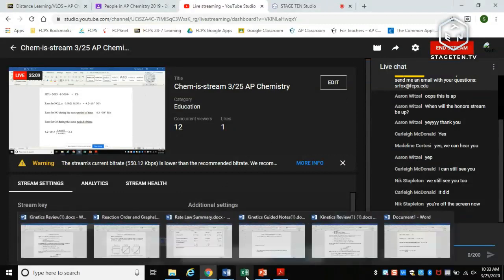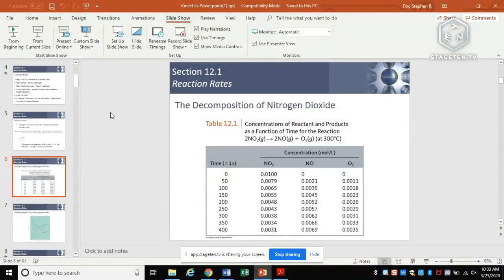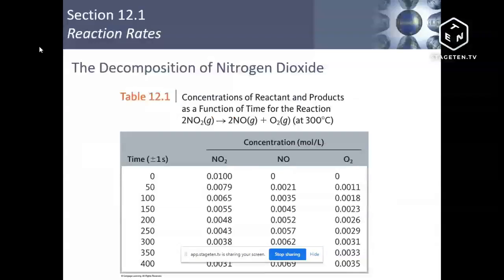Now, another thing to look at here is notice how in the first 50 seconds, we gained 0.0021 molar NO, right? And so that means we lost 0.0021 molar NO2. But look in the next 50 seconds, from 50 to 100, we didn't lose the same amount. We lost less NO2, so that means we gained less NO. Does anyone know why that happens?